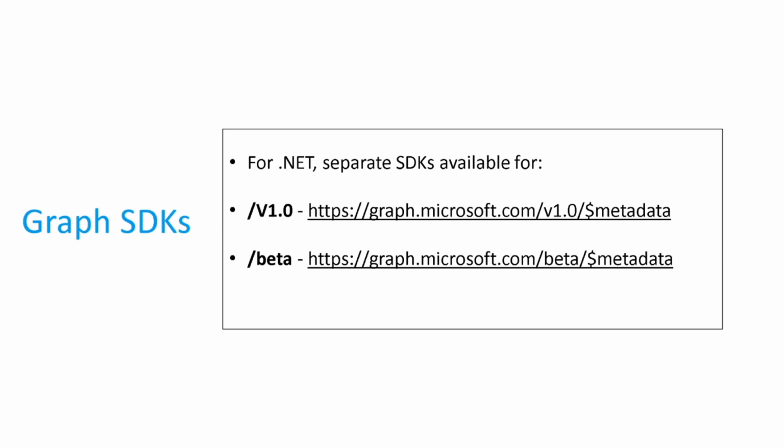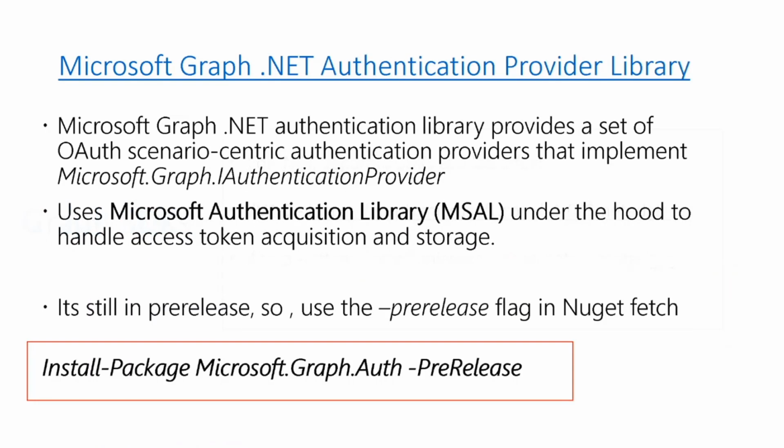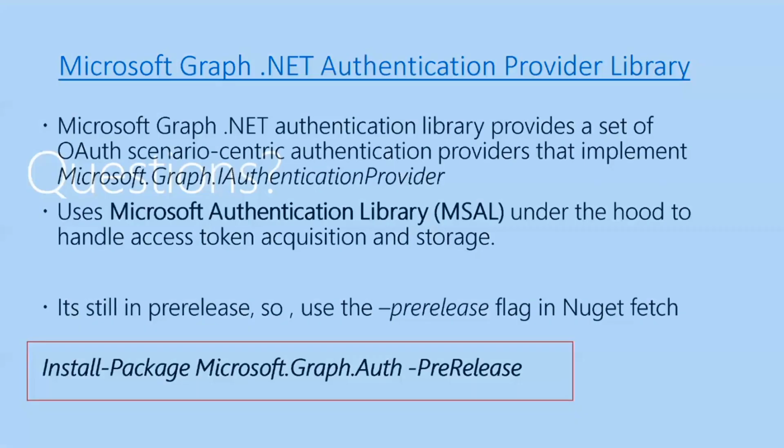You can use both SDKs in the same project. Please look up the link for the beta SDK. They have instructions on how to use the beta SDK and the 1.0 SDK in the same project. Then the library that we introduced is a small wrapper library that the Graph SDK team wrote to make getting authentication even easier for developers using the Graph SDK. This is still pre-release, but works very well. I would advise you to give it a try. It reduces just one line of code, but I find it quite useful.